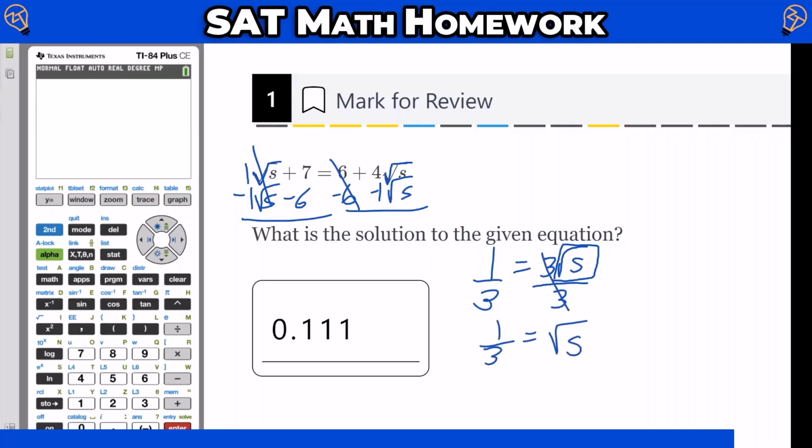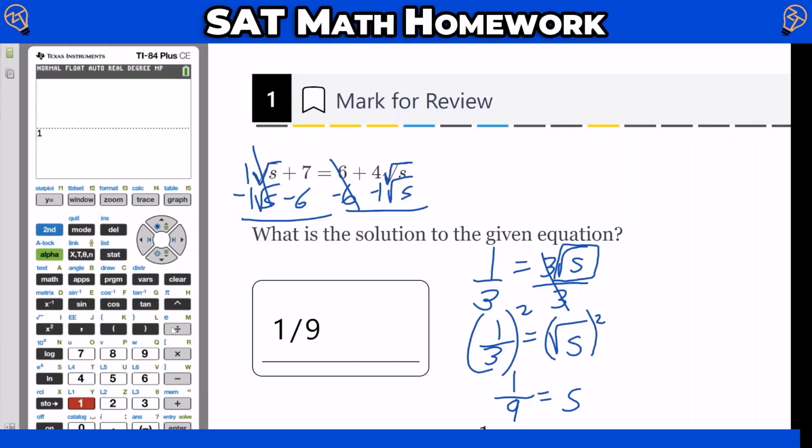Now I get rid of the square root, which is very directly attached to the S, by squaring both sides. And when I do so, I'm really squaring the numerator, and 1 times itself is 1, and I'm squaring the denominator, and I get 1/9. So instead of putting 0.1 repeating, I could just type 1/9, and we could see here in our calculator that that is equivalent to 0.1 repeating.